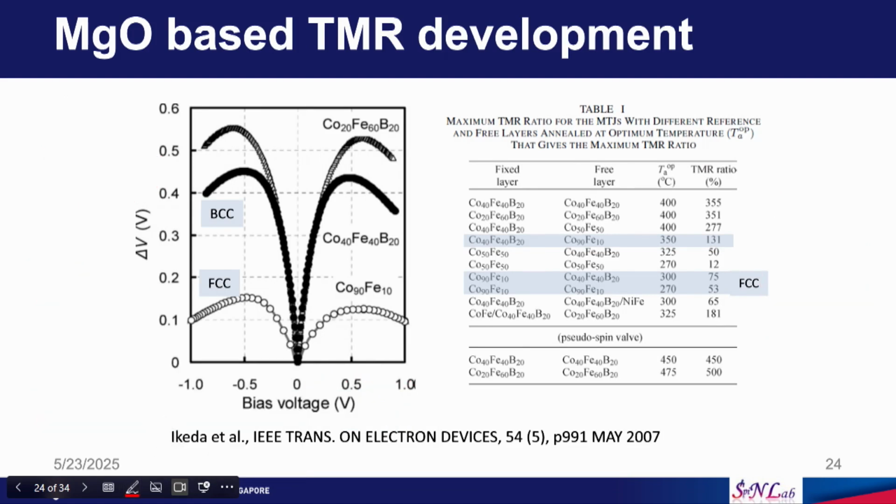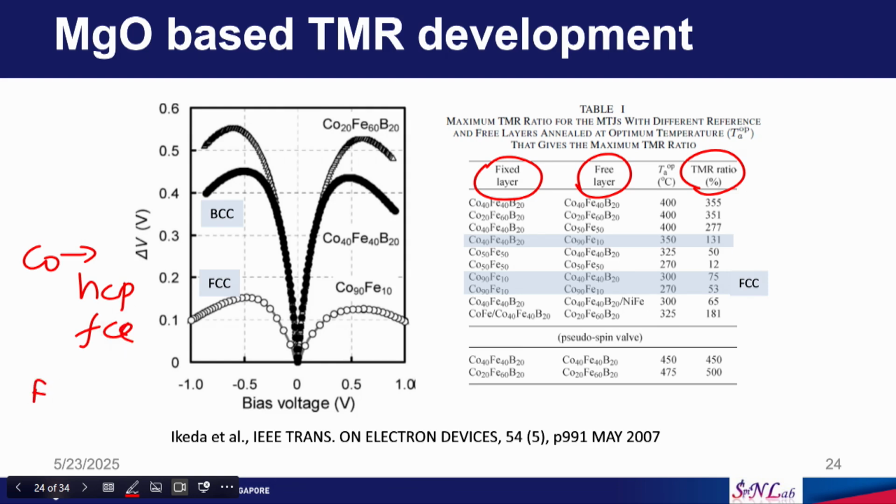Okay, so in this table you will see various compositions of the reference layer and various compositions of the free layer and the TMR of the structures. Okay. So normally when you have cobalt, only cobalt can exist in HCP or FCC kind of structure, and iron is BCC.